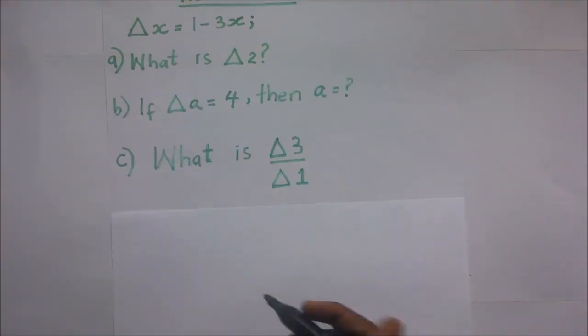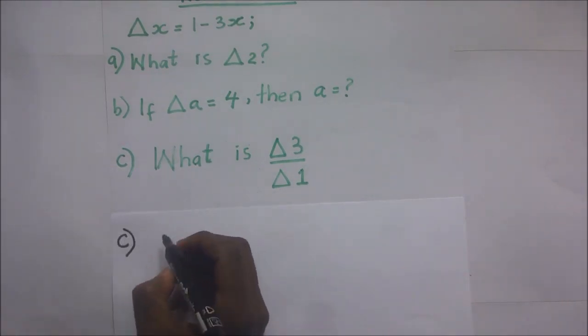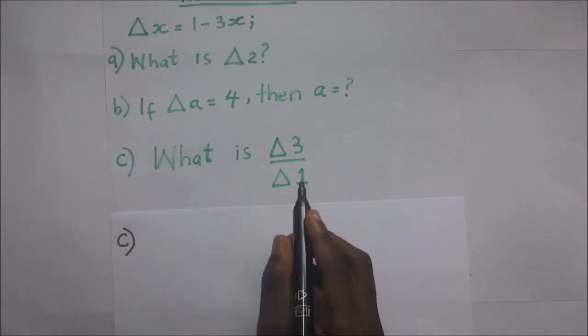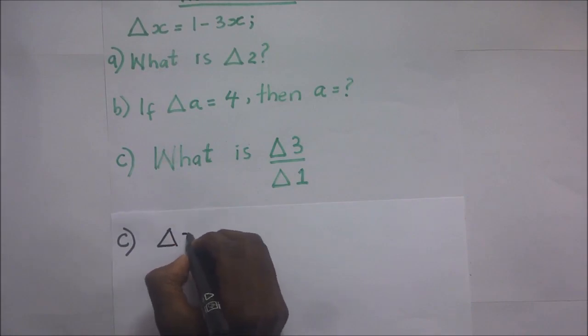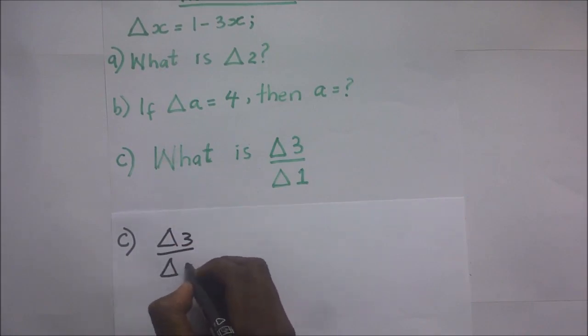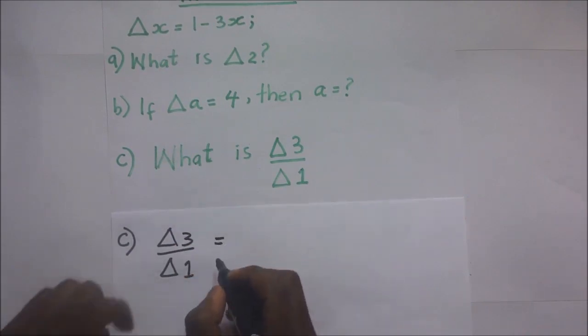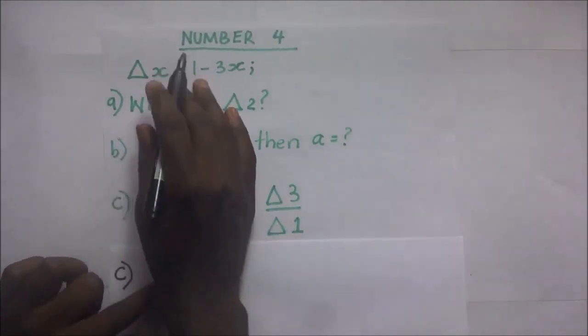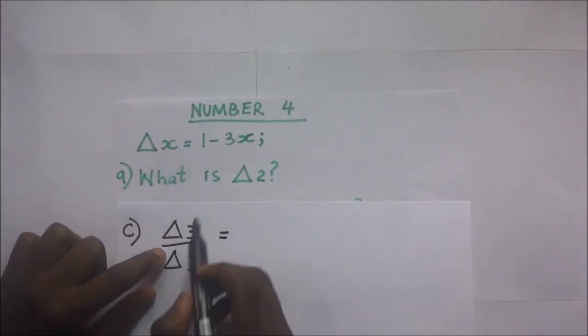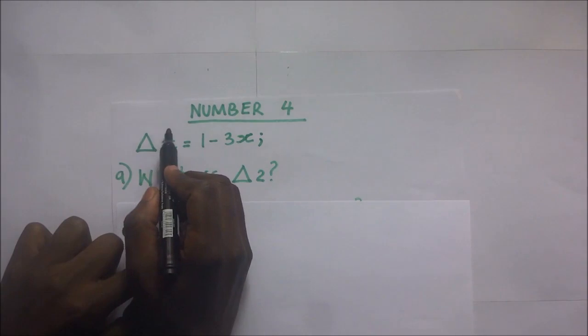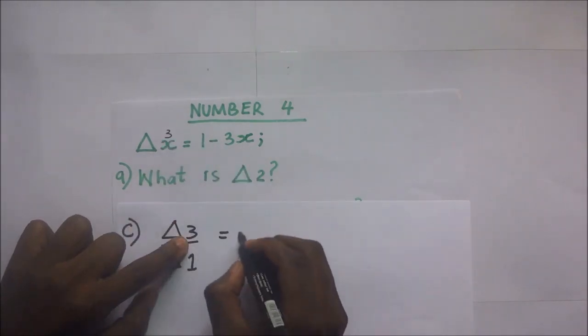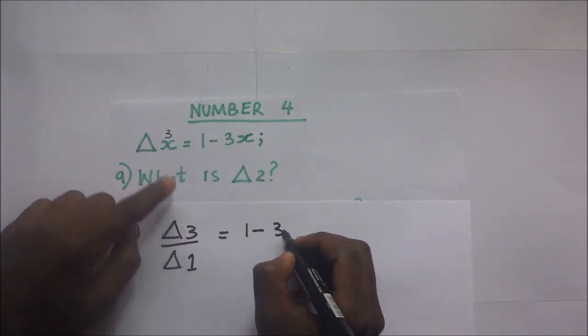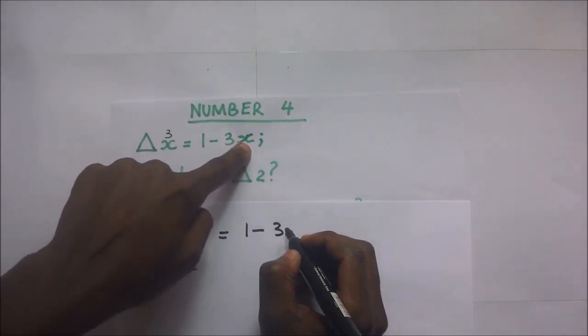So let's go on to part C. We're being told, what is delta 3 over delta 1? That's going to become now delta 3. From here, our value of x in this case has become 3. So we substitute for 3 here. And this becomes 1 minus 3, our value of x is 3, so this is 3 times 3.